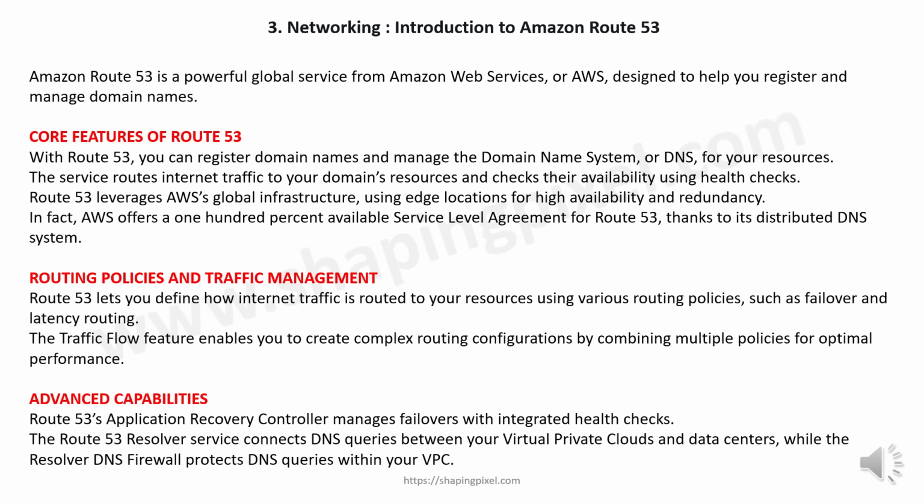Amazon Route 53 is a powerful global service from Amazon Web Services, or AWS, designed to help you register and manage domain names. It goes far beyond basic domain registration, offering robust tools for worldwide domain management. With Route 53, you can register domain names and manage the domain name system, or DNS, for your resources. The service routes internet traffic to your domain's resources and checks their availability using health checks. Route 53 leverages AWS's global infrastructure, using edge locations for high availability and redundancy.